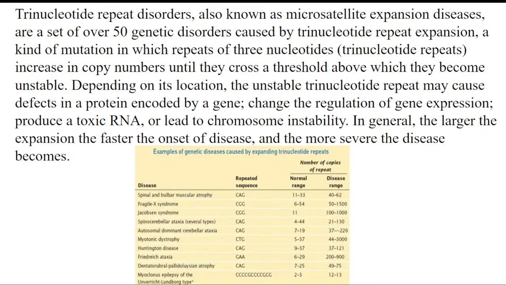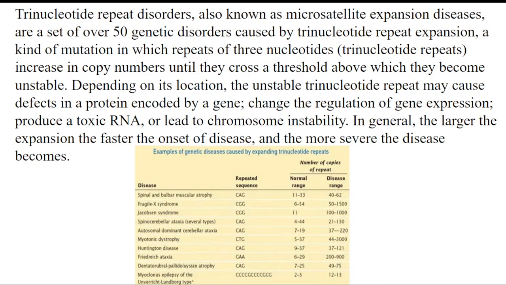Depending on its location, the unstable trinucleotide repeat may cause defects in a protein encoded by a gene, change the regulation of gene expression, produce a toxic RNA, or lead to chromosome instability. Generally, the larger the expansion, the faster the onset of disease and the more severe the disease becomes.